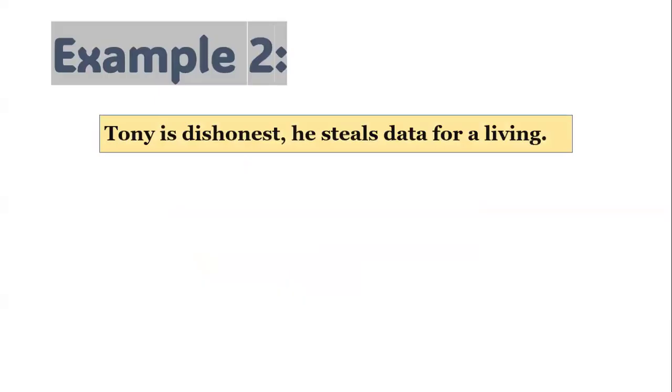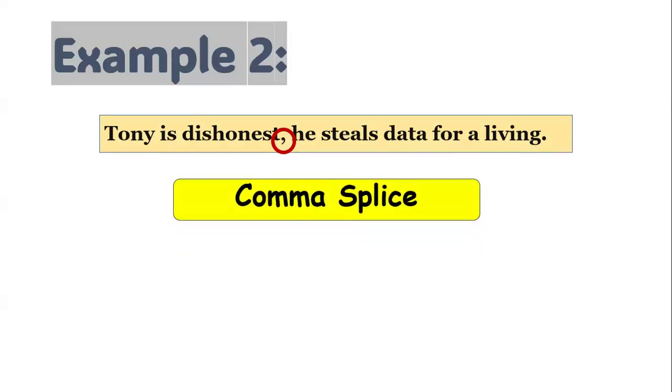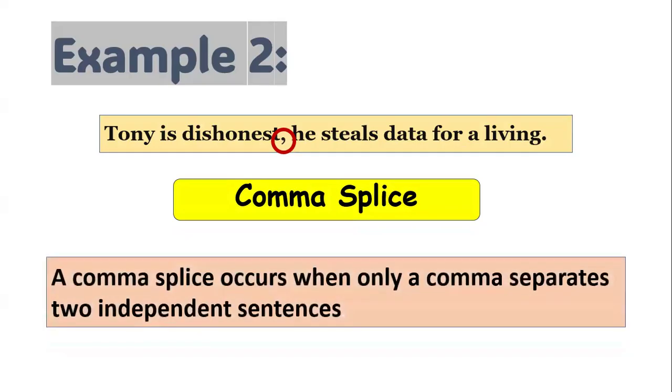It's the same sentence, but whoever wrote this thought that if they use a comma in the middle of the two sentences, this will fix the problem, but actually this is not true. So this comma is used in the wrong place. So that's why we call this kind of sentence a comma splice, which is also another mistake in terms of punctuation. So what is a comma splice? It occurs when only a comma separates two independent sentences, and usually this comma is used in the wrong way.